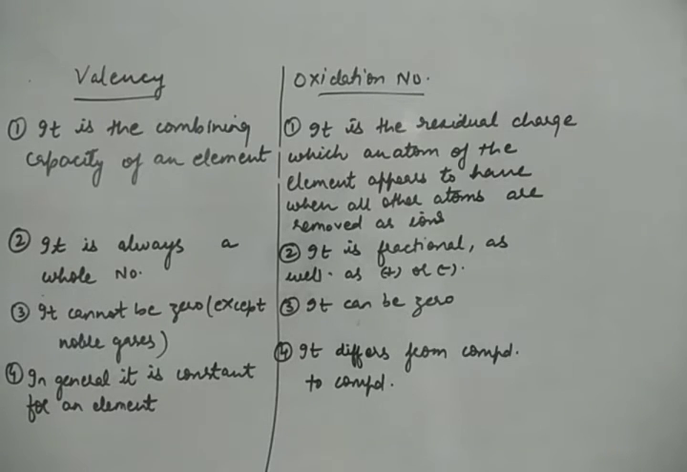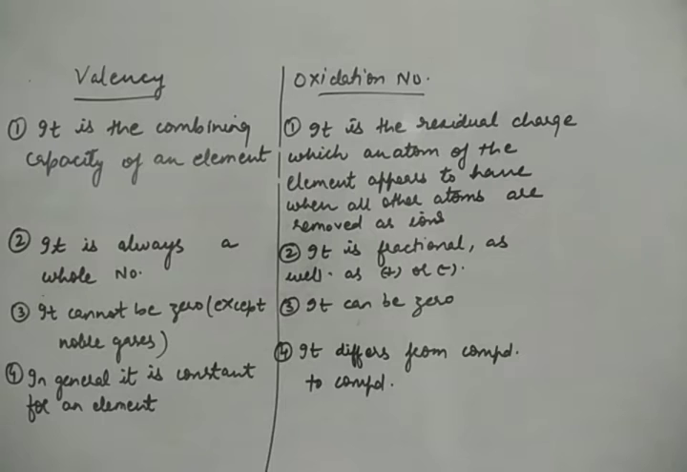Now we'll discuss a few differences between valency and oxidation number. Valency is the combining capacity of an element, while oxidation number is the charge which an atom of the element appears to have when all other atoms are removed as ions. So oxidation number basically means charge. Valency is always a whole number. It cannot be positive or negative. It is simply a number.